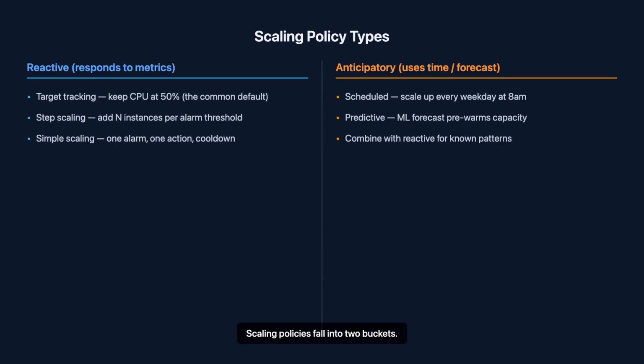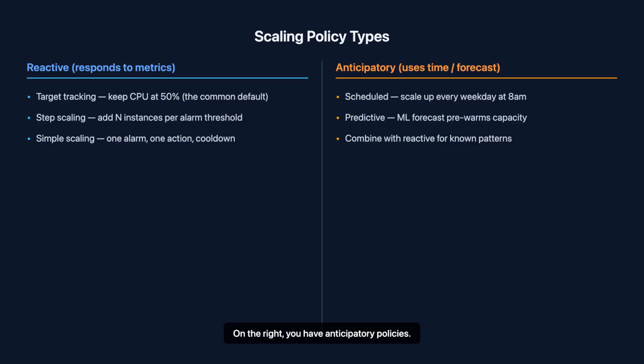Scaling policies fall into 2 buckets. Reactive policies respond to metrics in real time. Target tracking is the common default. You tell it to keep average CPU at 50%, and it figures out how many instances to run. Step scaling adds different numbers of instances depending on how badly an alarm is breached. Simple scaling is the old one alarm, one action pattern with a cooldown.